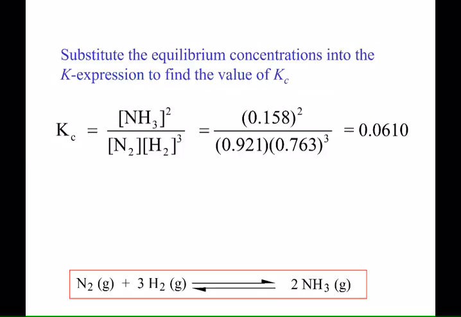So Kc is equal to 0.158 squared divided by 0.921, also in the denominator 0.763 raised to the 3rd power. Of course, you recognize those concentrations as equilibrium concentrations in our bottom row of our ice table. Voila! So that's our value of Kc.